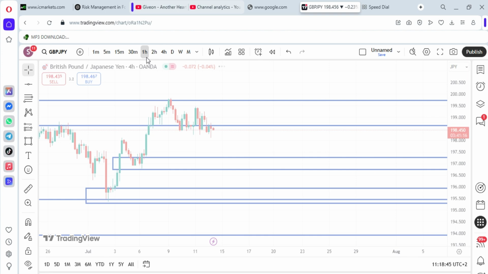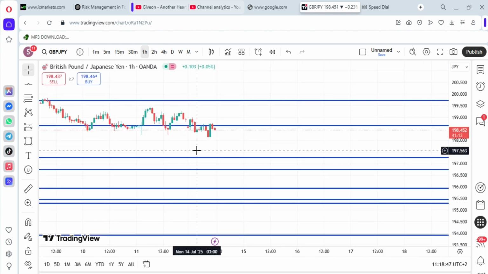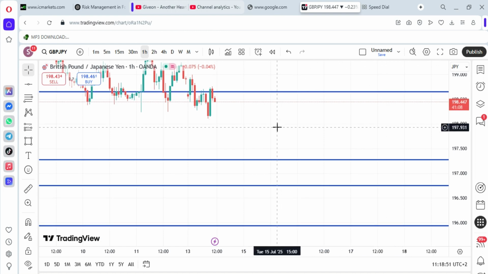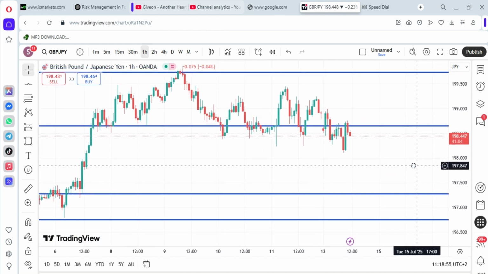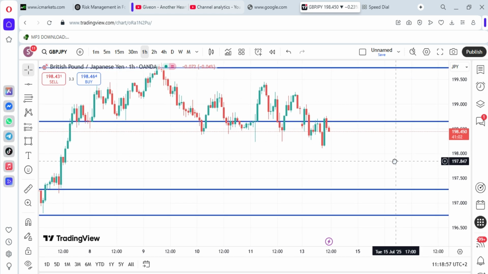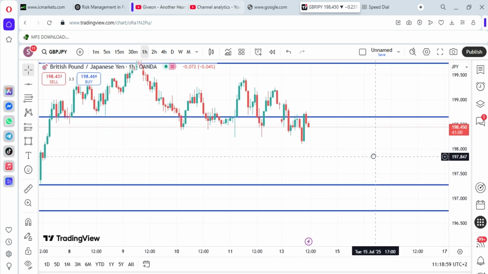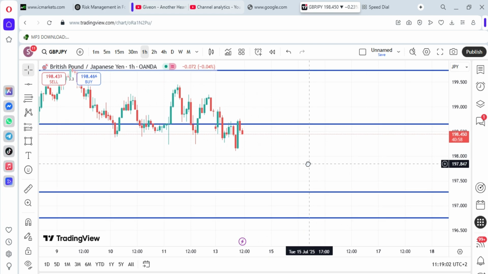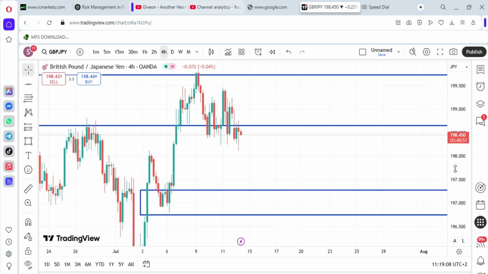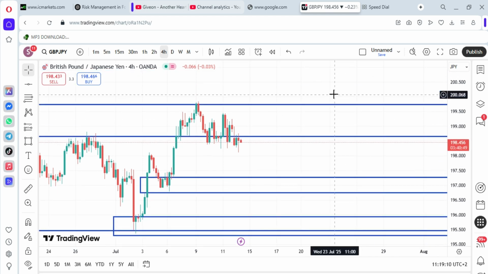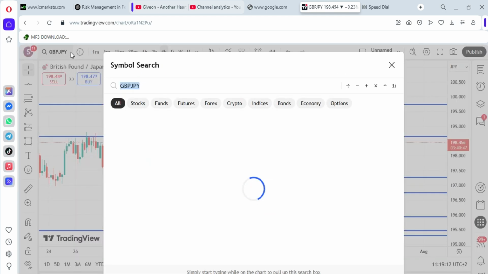Go to the H1 time frame. We can see that price is very bearish, but we're still going to wait for reversal setups and patterns. So let's look at another pair.